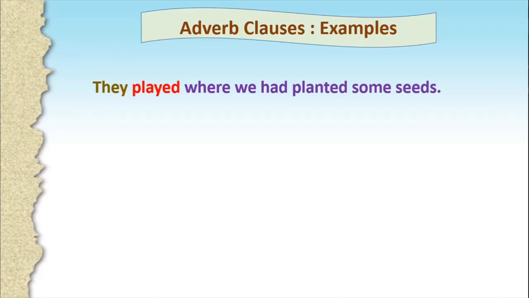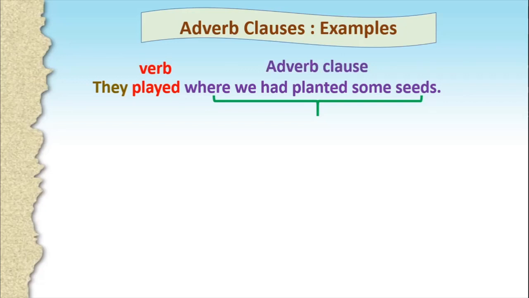Okay? So they played. So the played here is the verb. So we know that adverb clauses go along with the verbs. So they played is the verb. So we are talking more about the verb. So where we had planted some seeds is the adverb clause. Okay? So played is the verb. So where did they play? Where we had planted some seeds. So where we had planted some seeds is the adverb clause.